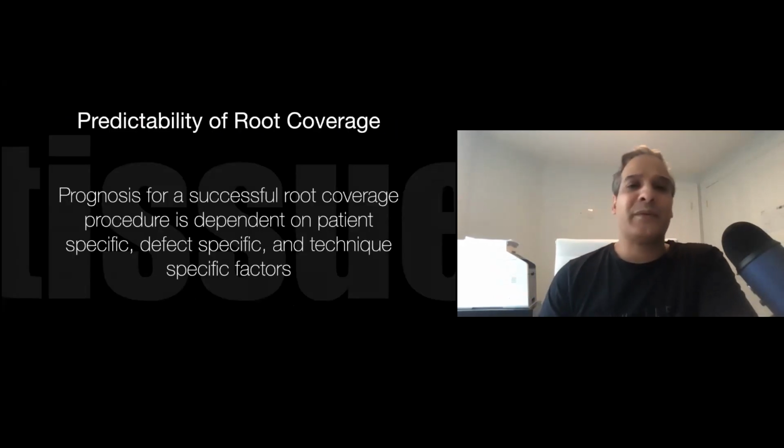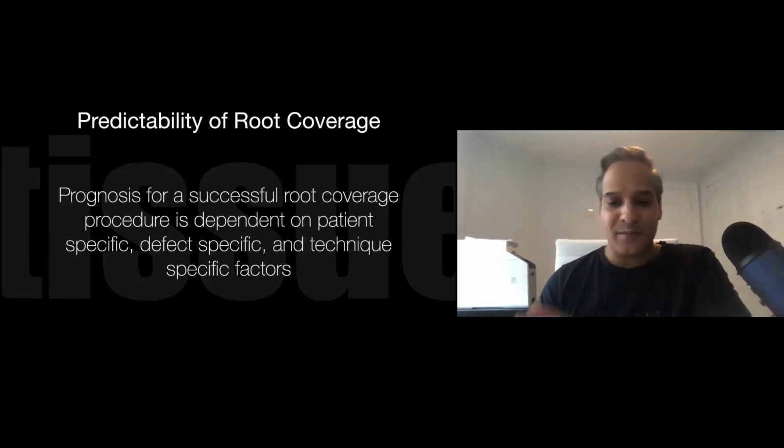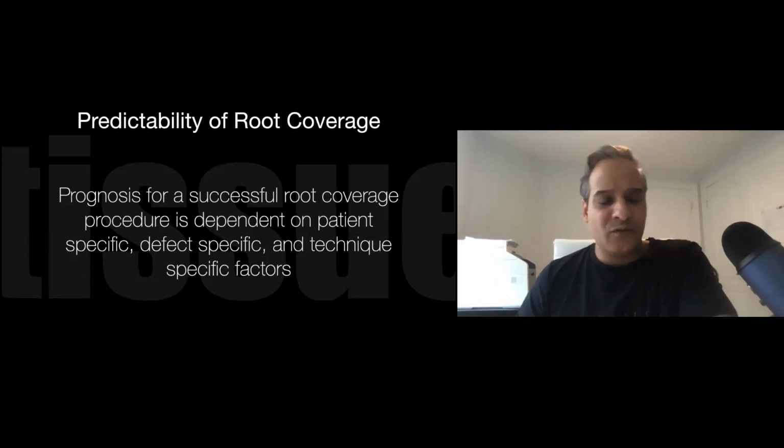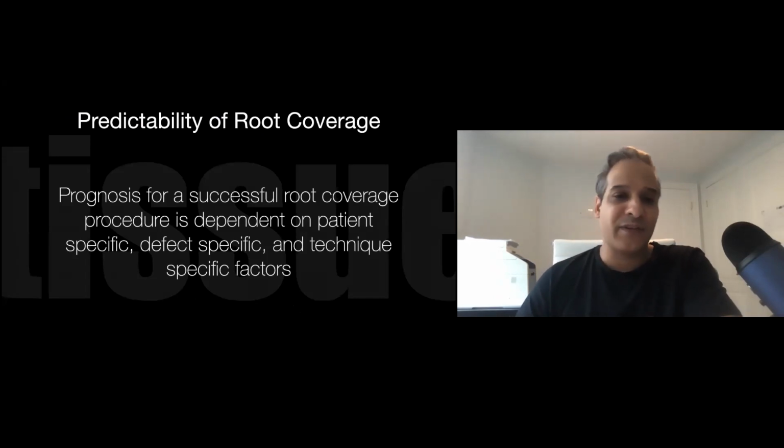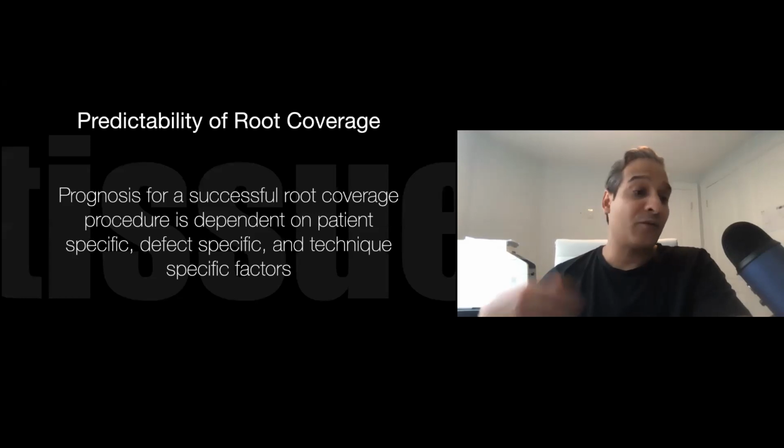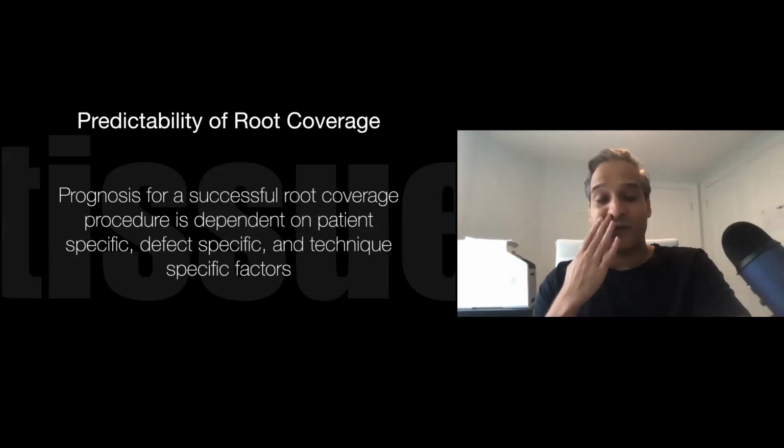So, predictability of root coverage. I get a lot of questions sometimes, like, when you treat your recession, how long does it last? Is it something that's good for a month or two, and then 2 years later you're back and it starts again? Most of this is based on certain things: the patient factors, defect factors, technique specific factors. In order to get a predictable result, you have to be able to control these factors and also understand the type of recession or the type of defect there is.